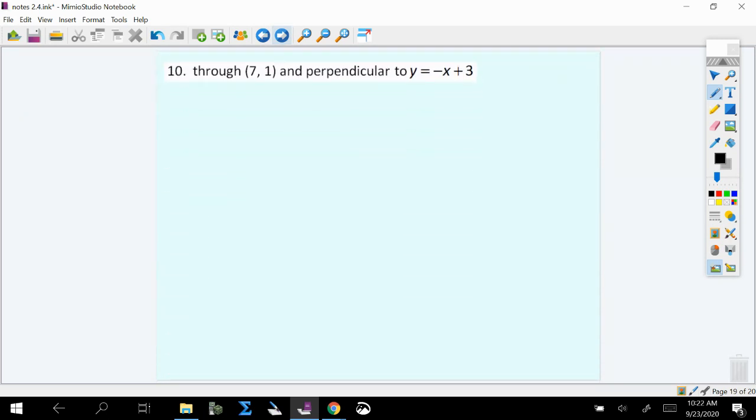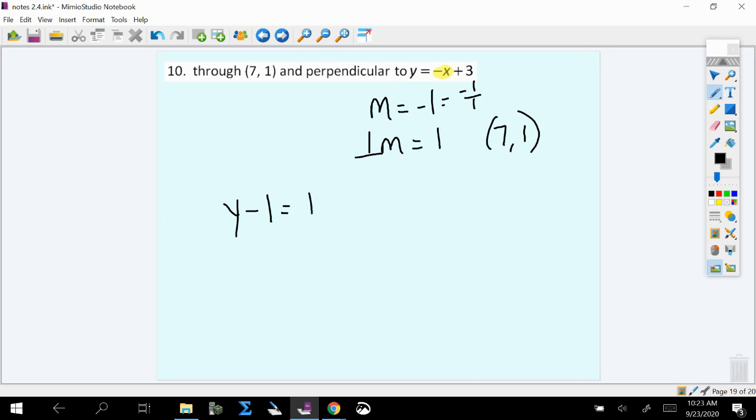If it talks about perpendicular, the best thing to do is first identify the slope of the line you're given. This line has a slope of -1. But since I'm working with perpendicular, I want the opposite reciprocal. So -1 is just like -1/1. When I flip it, I still get 1/1, but the opposite will make it positive. So I'm going to use a slope of 1, and I have the point (7, 1). So I'm going to go back to point-slope: y minus 1 equals, my slope is 1, times x minus 7. That is point-slope form. If that's all it asks, you're done there.